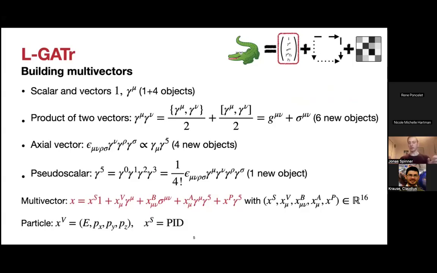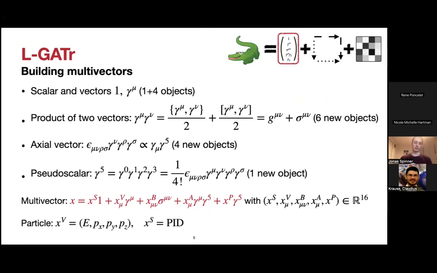to construct higher order objects and map out the whole algebra. And the first step is to take the product of two vectors. We can decompose it into a symmetric part, which is just a scalar, as you would expect from a scalar product, and the antisymmetric part. And the antisymmetric part gives us now an antisymmetric tensor, which is 6 new objects.